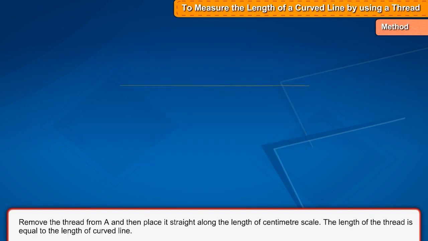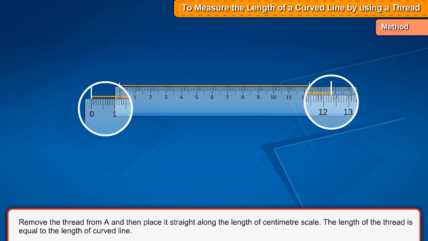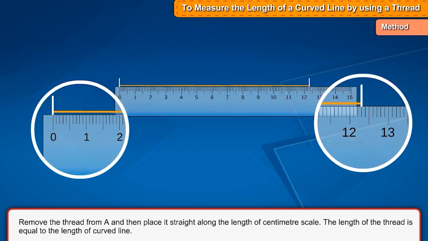Remove the thread from A and then place it straight along the length of the centimeter scale. The length of the thread is equal to the length of the curved line.